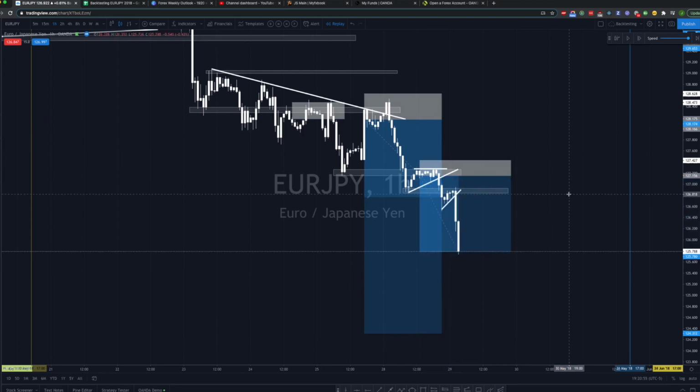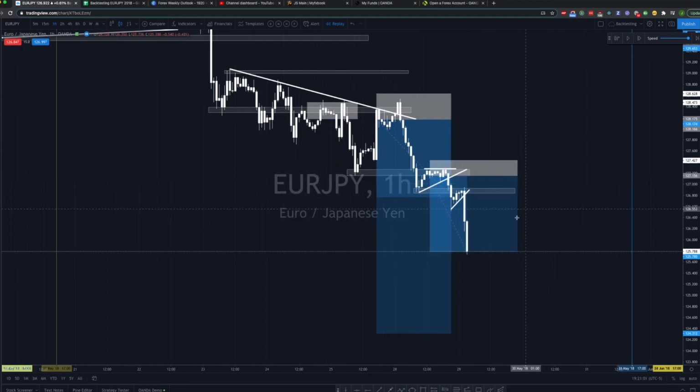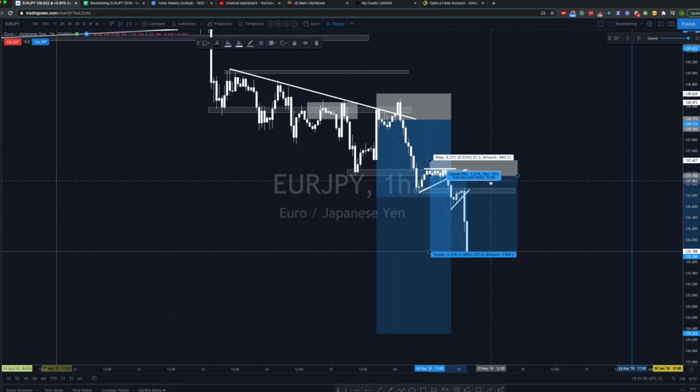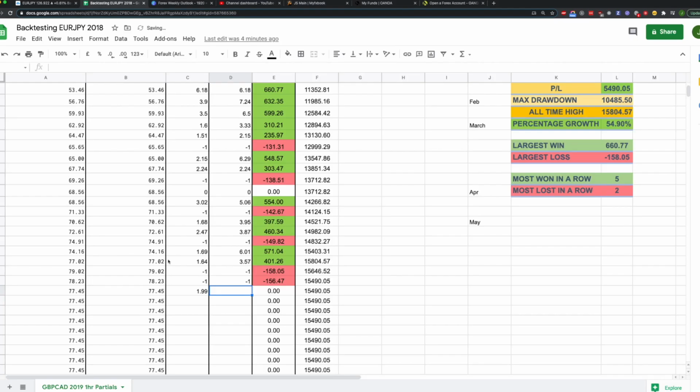Alright, I didn't have an initial first target for this second trade, but because of the units of profit it's in right now, I'm just gonna take half of the position off here at 5R.